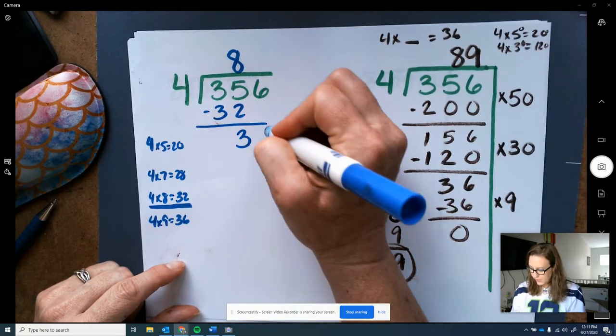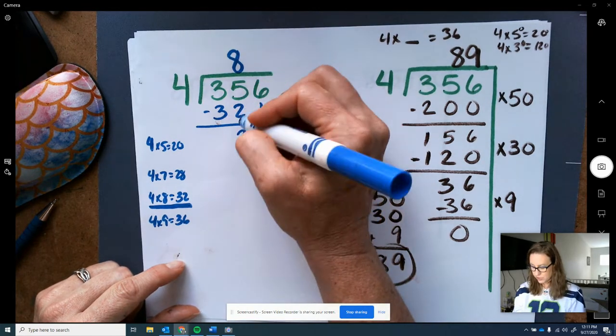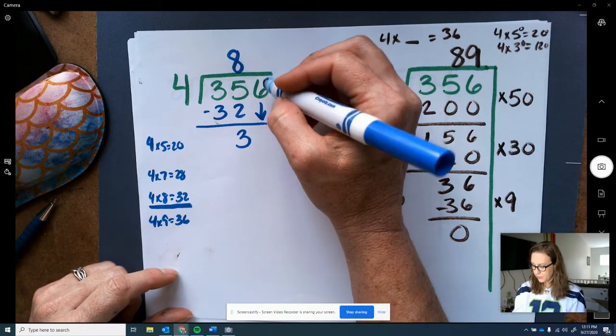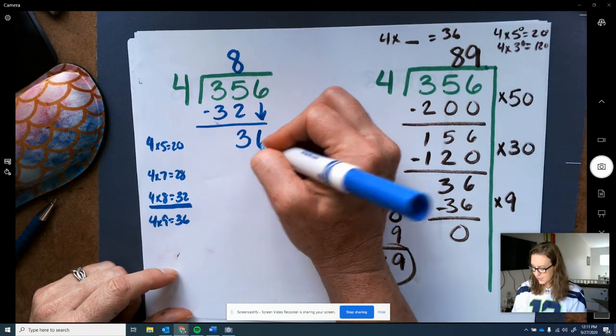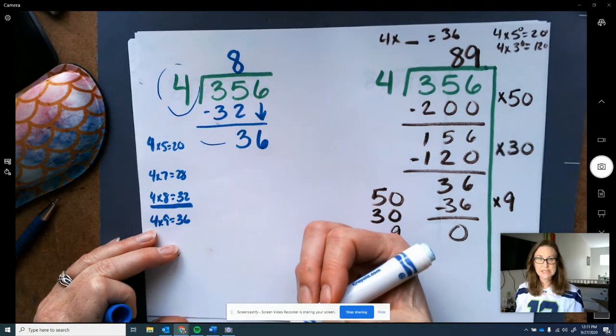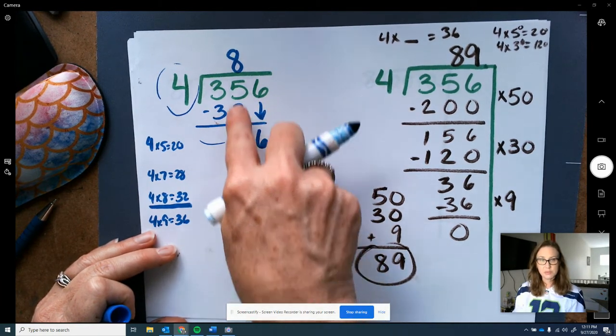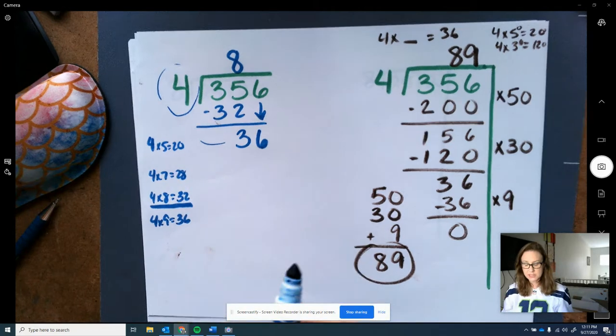So we've got 30, and now we have to bring down our next number. We have actually 3, not 30. We have 3 left over, and I have to bring down the 6. And now I'm looking at how many times does 4 go into 36? Not just the plain 6. We have to include the part that was the leftover from the last one.